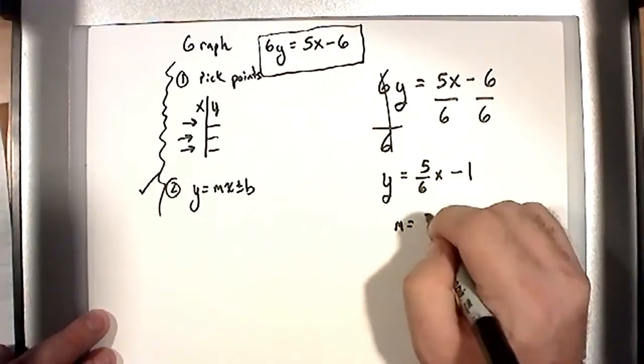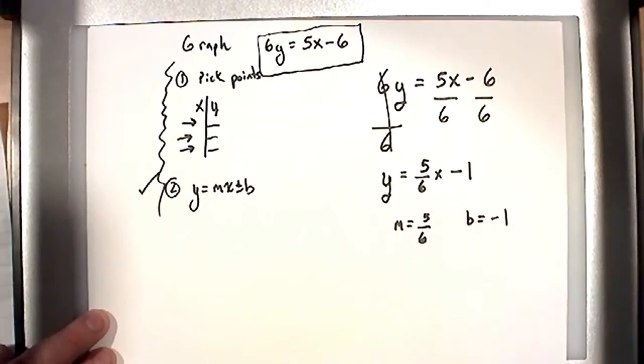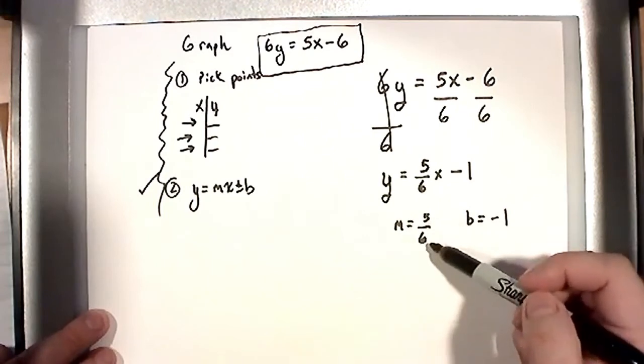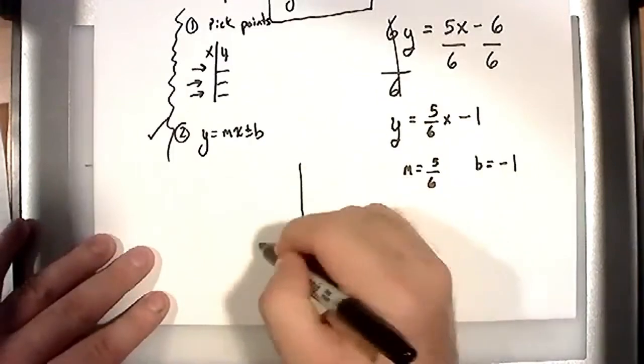So if you are given an equation and it's not in y equals mx plus b, now you know how to solve and get it into y equals mx plus b, and that's the point. So our slope is 5 over 6. Our b is negative 1. We can go ahead and draw a rough graph of this. Rough, it's not going to look great.